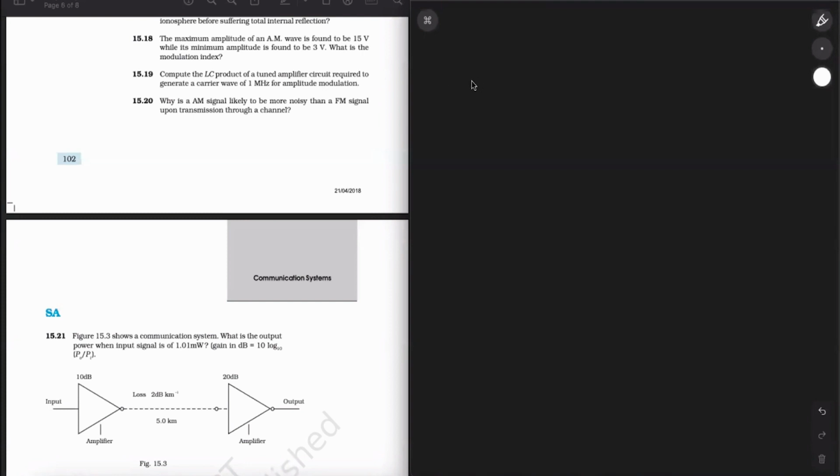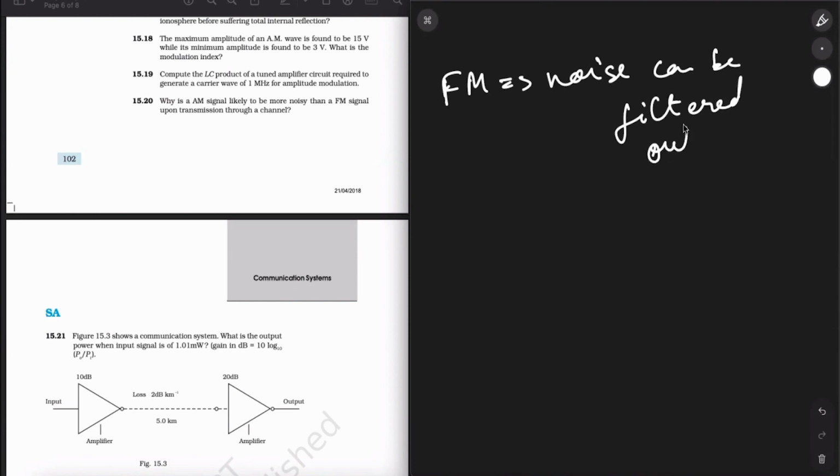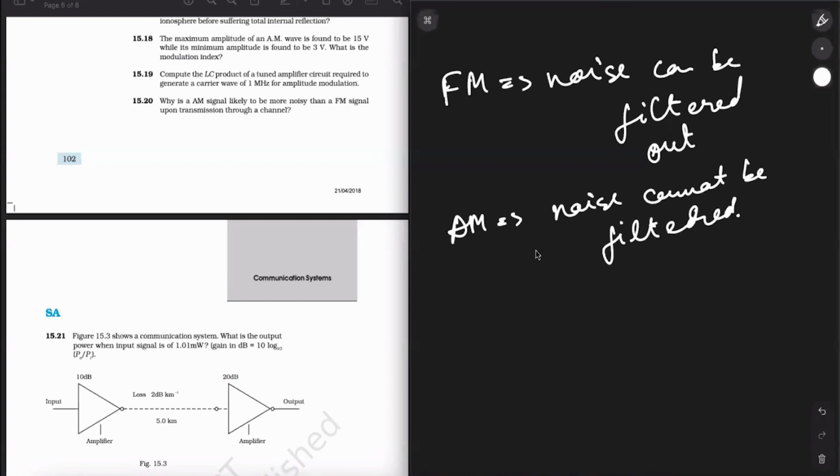Simple thing you need to remember: in FM, noise can be filtered out. But in AM, noise cannot be filtered out. The receiver thinks that it is part of the carrier amplitude. So in AM, it is more difficult. The modulation index for FM is inversely proportional to the modulating frequency, while in PM it does not vary. We already know all this. So this was the important concept in this.